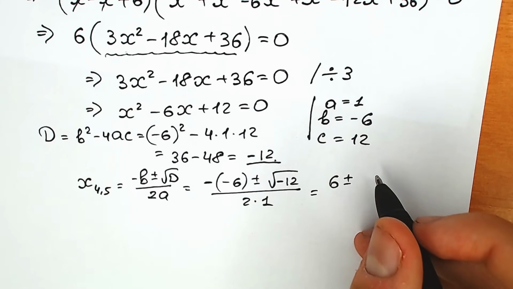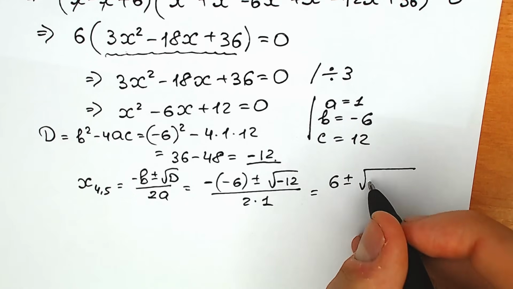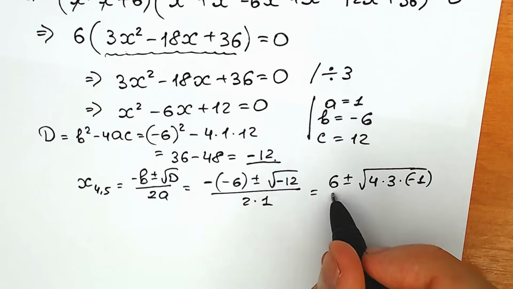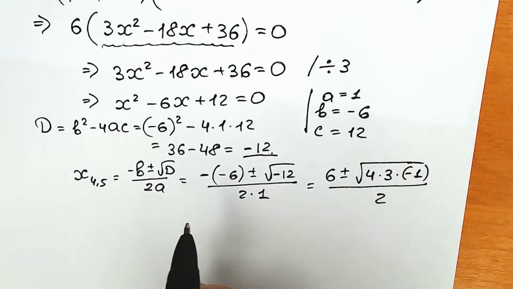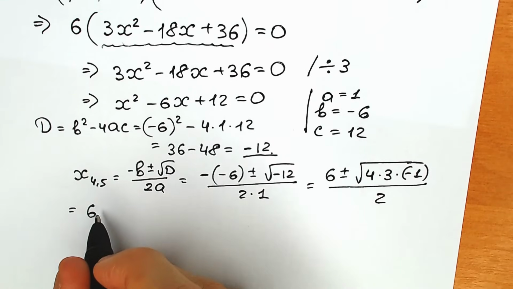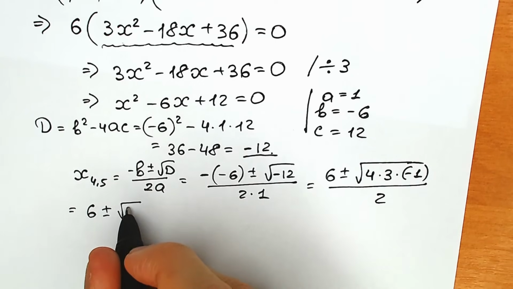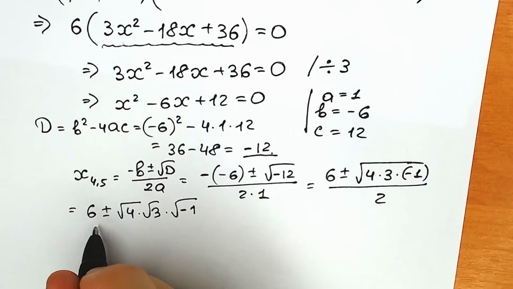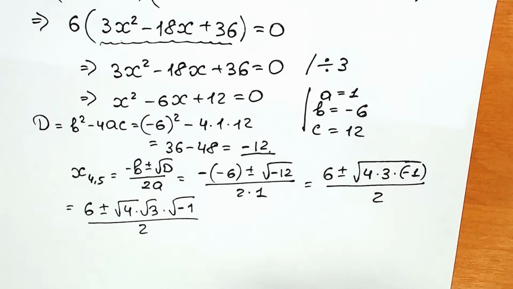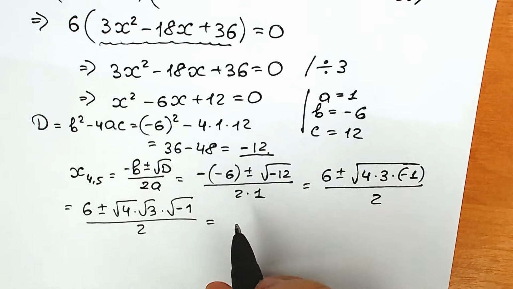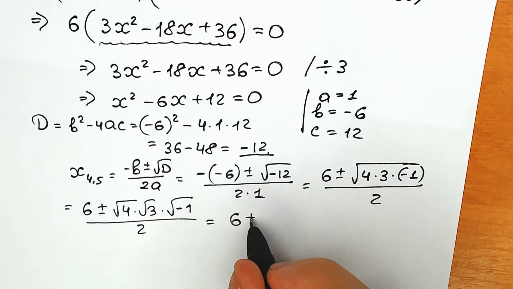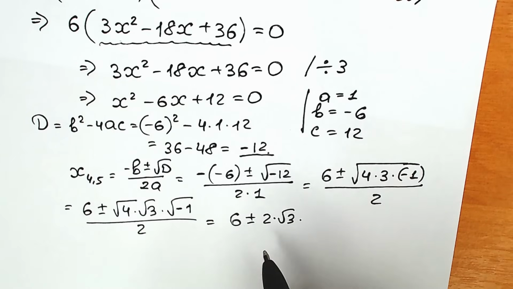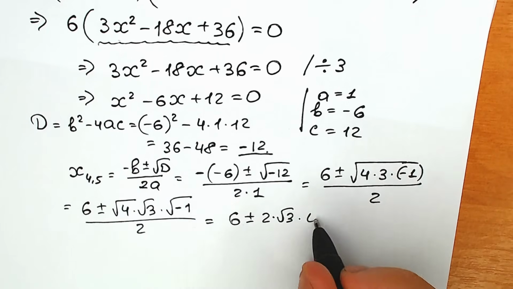How can we split it? We can easily split it as 4 times 3 times minus 1. And according to the square root property, we can write it as 6 plus minus square root of 4 times square root of 3 times square root of minus 1, and of course we divide all of this by 2. Right now this square root of 4 is equal to 2, so we have 6 plus minus 2 times square root of 3 times square root of minus 1, which is equal to i. This is our imaginary unit.